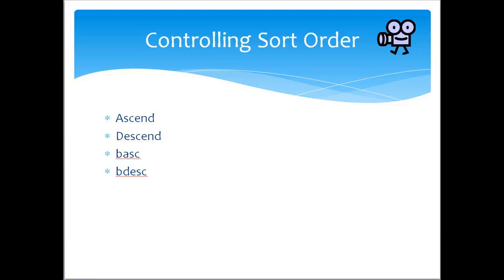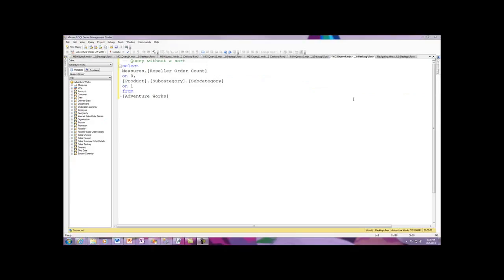Now we're going to go in and take a look at the order function and then the options within the order function: the ascend, descend, and then breaking hierarchies, which is the BAscend and the BDescend. To look at the order function, the first thing I'm going to do in here is I've got a basic query, and I'm not using the order function just so we can have a starting point.